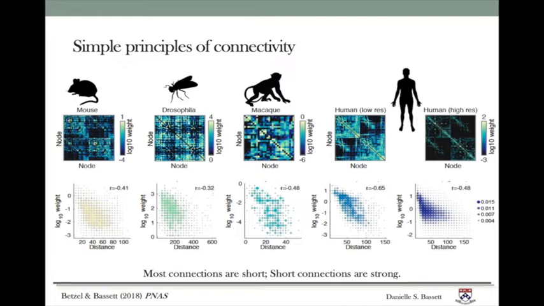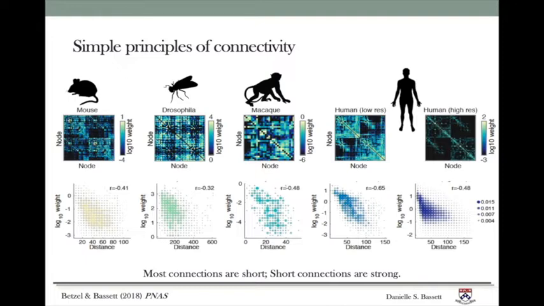What I'm showing you here is the weight of the connection as a function of the distance. What you can see across all of these species and across very different ways of measuring connectivity, some being non-invasive, some being highly invasive, we see a negative correlation between weight and distance, meaning that the strongest connections tend to be short and the weakest connections tend to be long. That's consistent over species and over methods of measurement. Is this cortex or whole brain? This is whole brain.